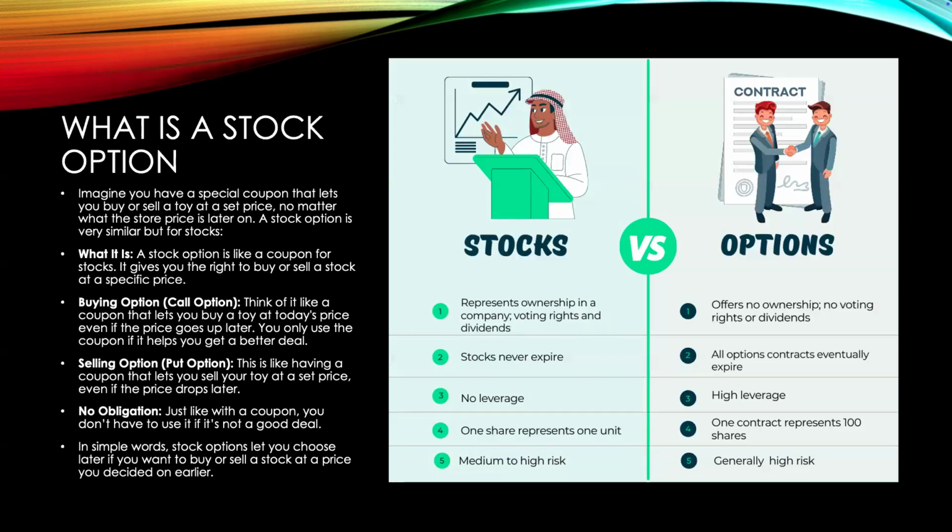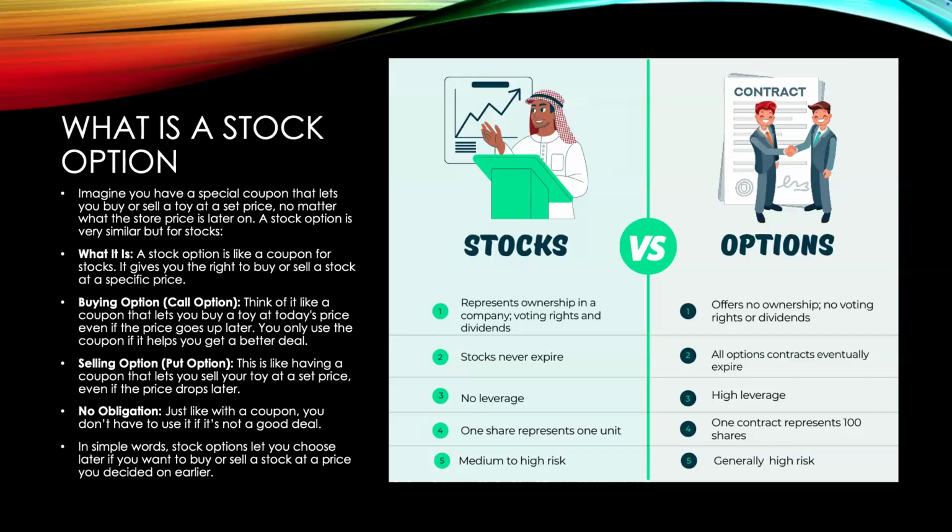Okay, stock option is, imagine you have a special coupon that lets you buy or sell a toy at a set price. Okay, no matter what the store price is later on, the stock option is very similar, but for stocks. Okay, now what is it? A stock option is like a coupon for stock. So pretty much it's like I'm giving you a coupon to buy a stock. It gives you the right to buy or sell the stock at a specific price. Okay, so it's another way.